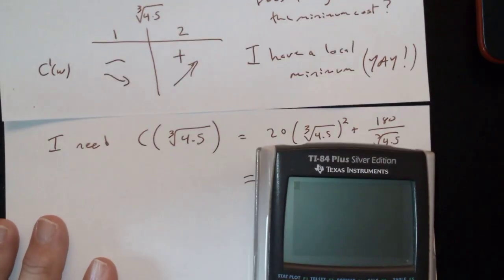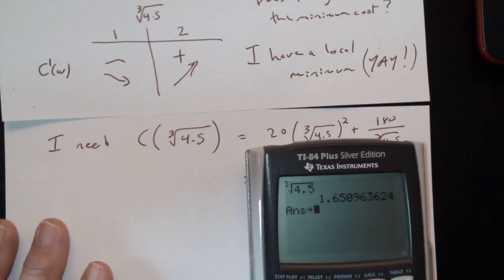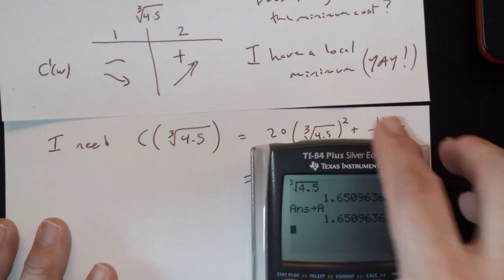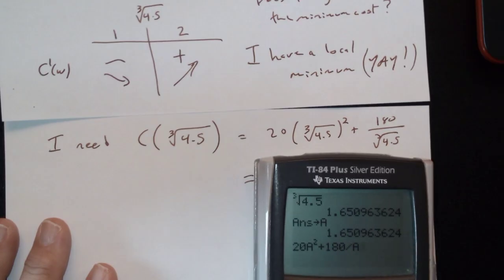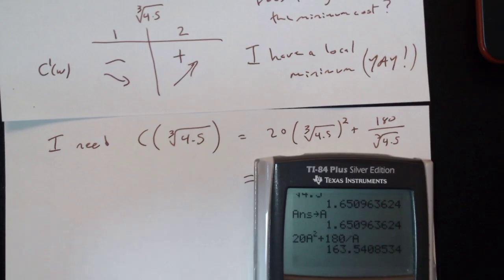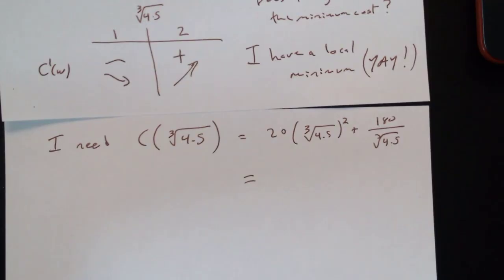First thing I'm going to do is take this number, the cube root of 4.5. I've got that number. I'm going to store it in one of my letters so I don't have to keep typing it over and over. Now I'm going to do 20 times that number squared plus 180 divided by that number. Okay. Important.